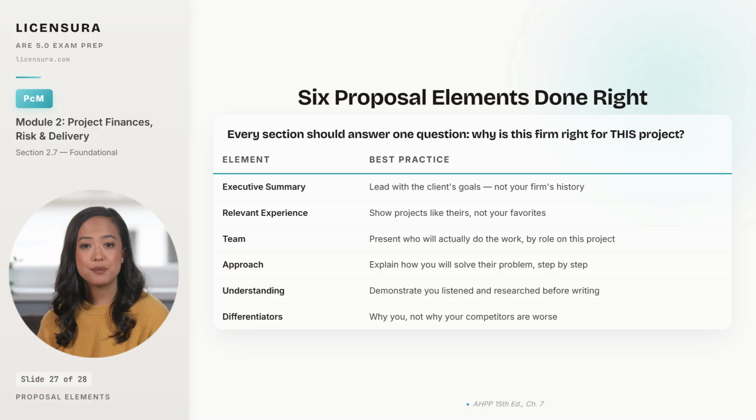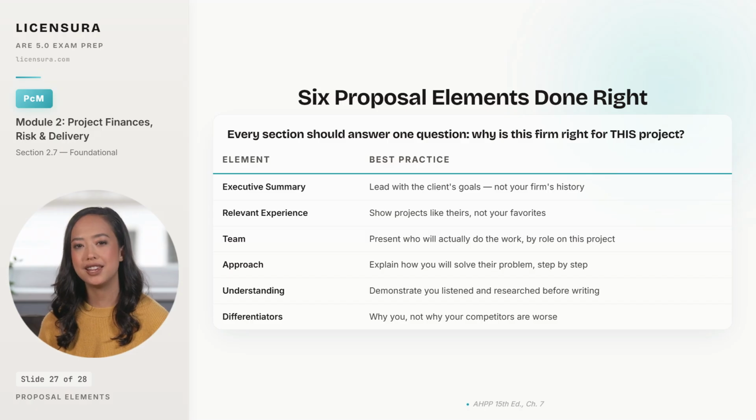The executive summary leads with the client's goals, not with the year your firm was founded, because the client is reading to learn whether you understand them. Relevant experience shows projects that look like theirs, not your portfolio favorites. The museum on your highlight reel is irrelevant to a hospital client. The team section presents the people who will actually do the work, organized by their role on this project, not alphabetically with 5-paragraph bios about everyone in the firm.